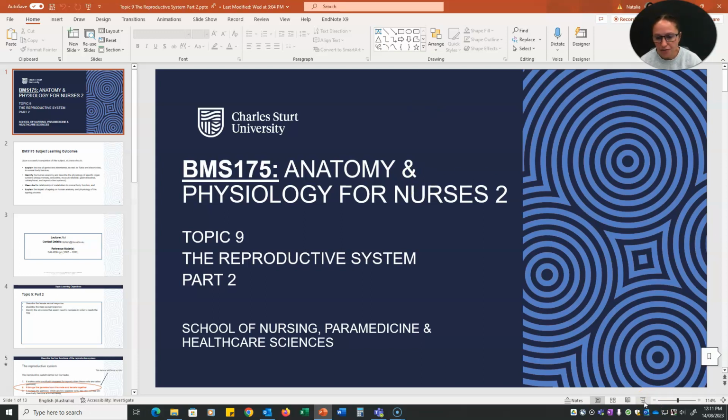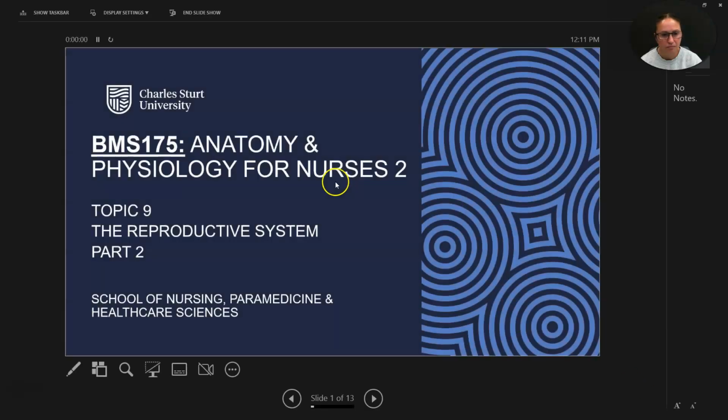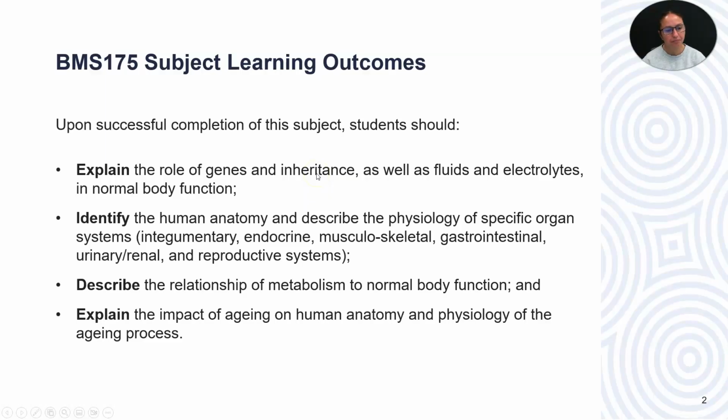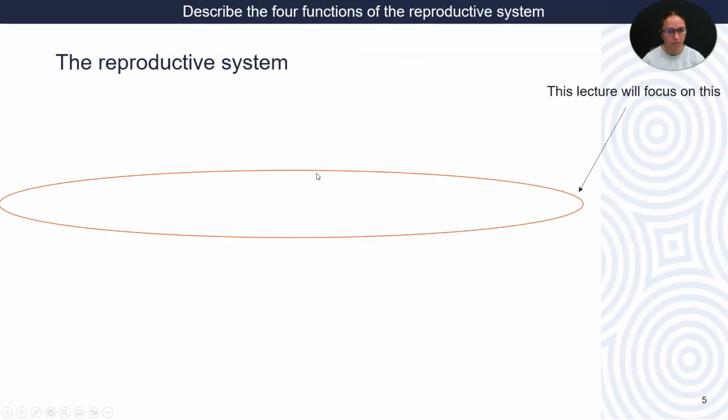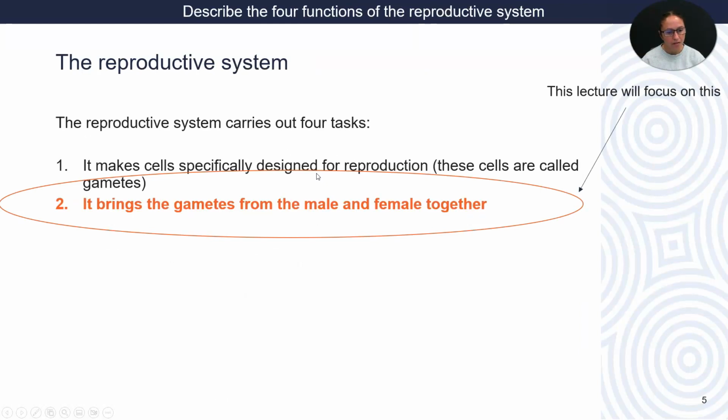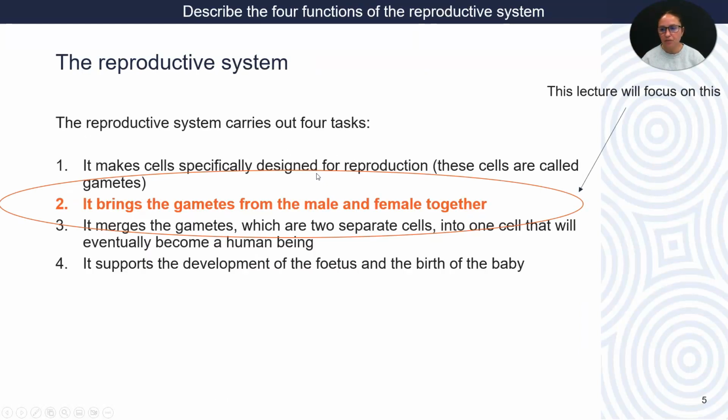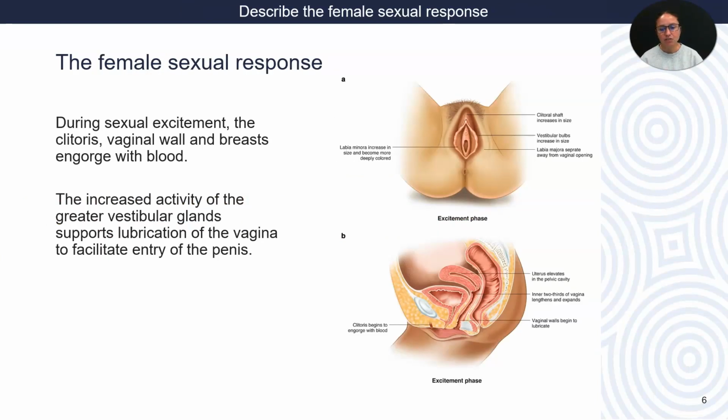Topic 9, part 2. So now what we're going to do is think about how we bring the gametes from the male and female together in the same place. So it's all about sexual response, okay?